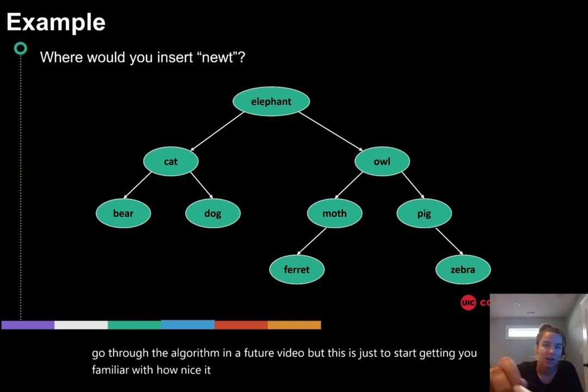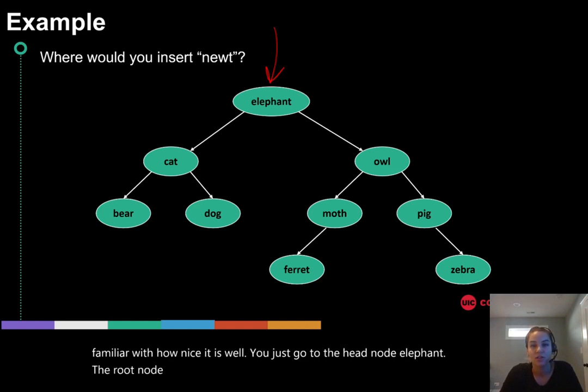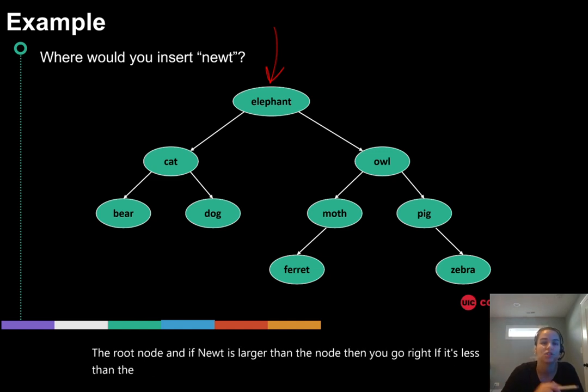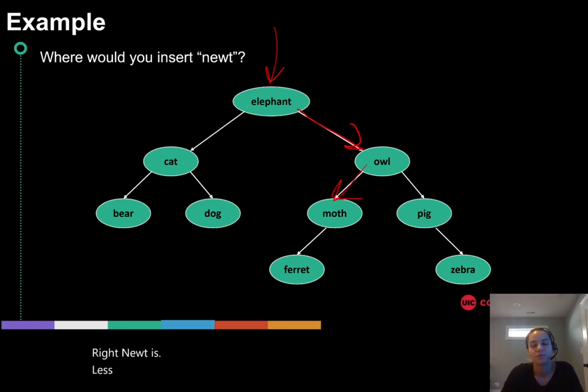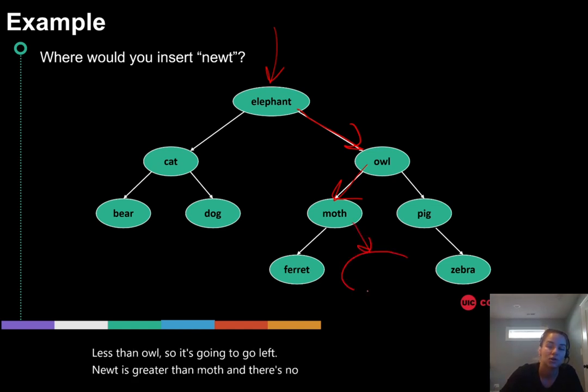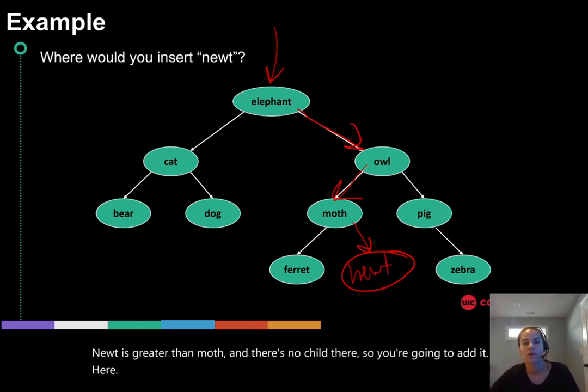Well, you just go to the head node, elephant, the root node, and if newt is larger than the node, then you go right. If it's less than the node, you go left. So newt is larger than elephant, so you're going to go right. Newt is less than owl, so it's going to go left. Newt is greater than moth, and there's no child there, so you're going to add it here. So as you can see, to find where to insert took log n, and to insert was nothing, right? You just make the new node and you connect it to its parent.